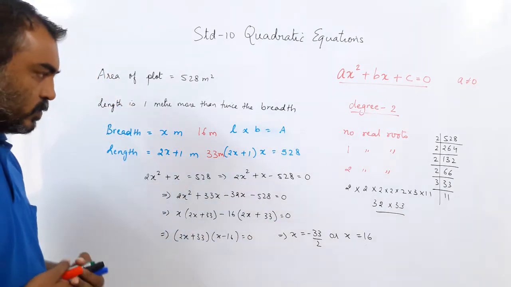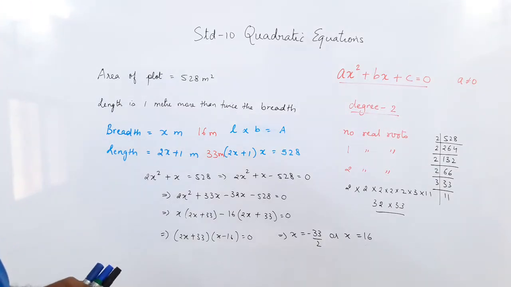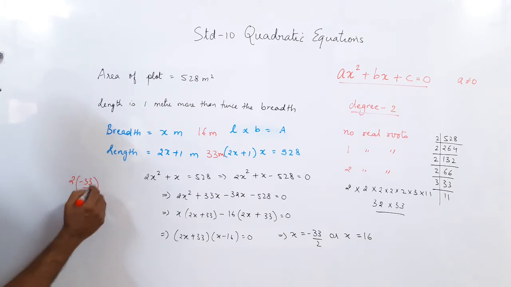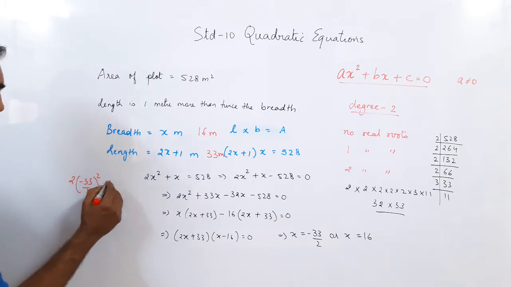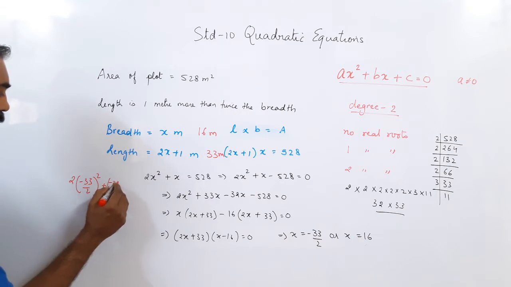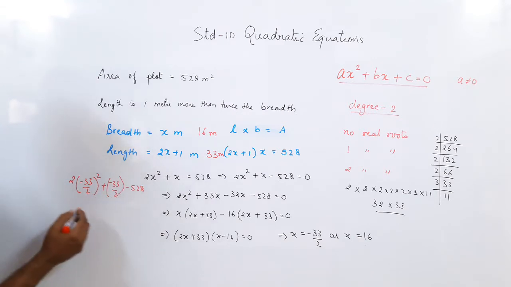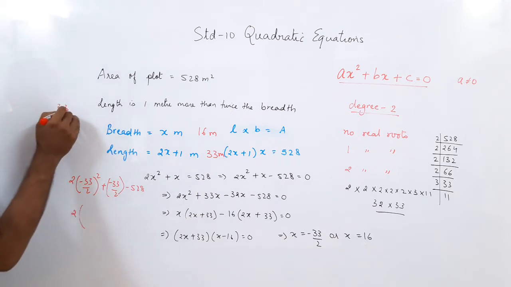Should we check it out? Let us check it out. 2 into minus 33 by 2 the whole square plus minus 33 by 2 minus 528. So we get 2, 33 square is how much?